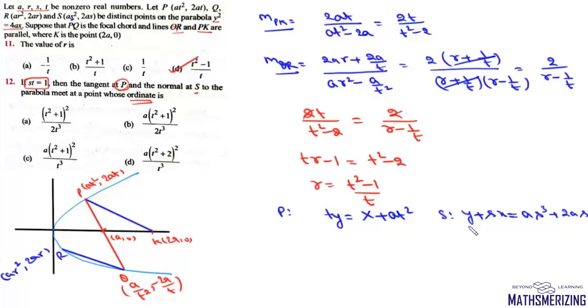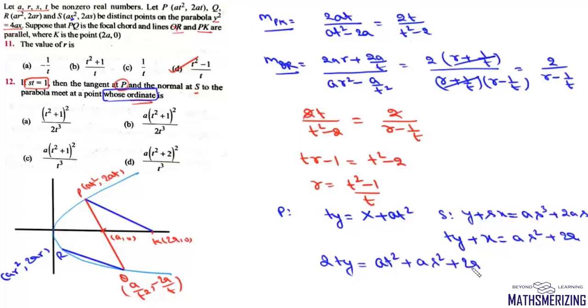Now it is given that s into t is 1. So we'll multiply it with t. So we'll write ty. Now s into t is 1, so it will be ty plus x, and here it will be a s square plus 2a. Now we'll need to find ordinate of this point of intersection. So we have to eliminate this x. So we'll add these two equations. x will cancel. So we'll write 2ty, and this is at square plus as square plus 2a.